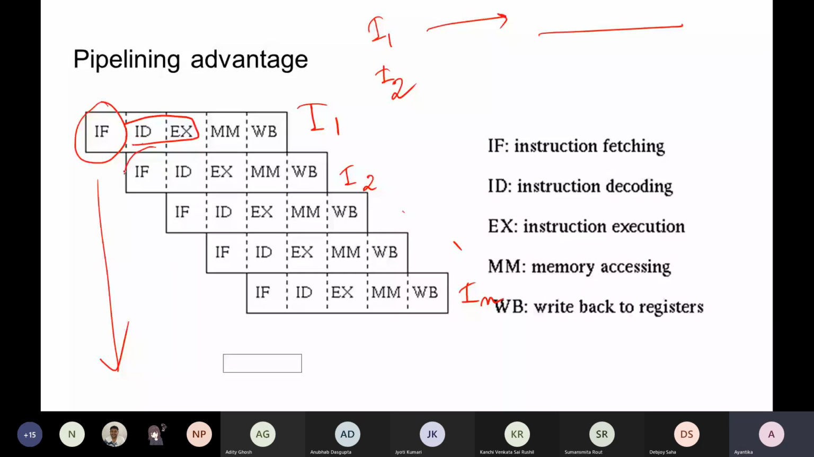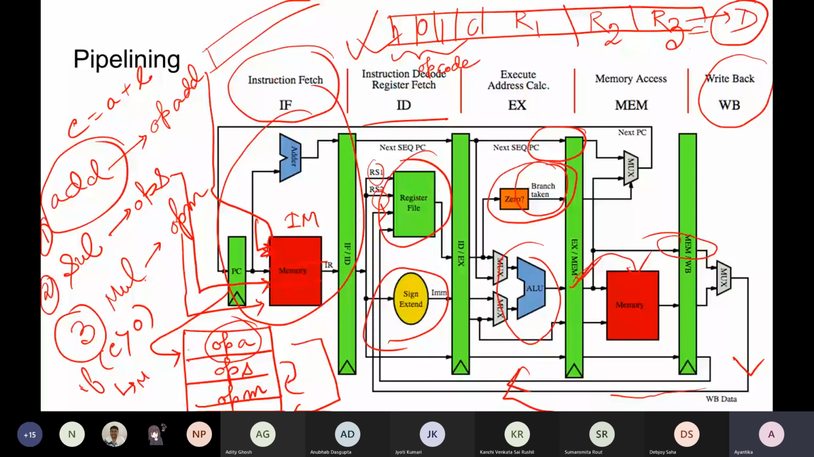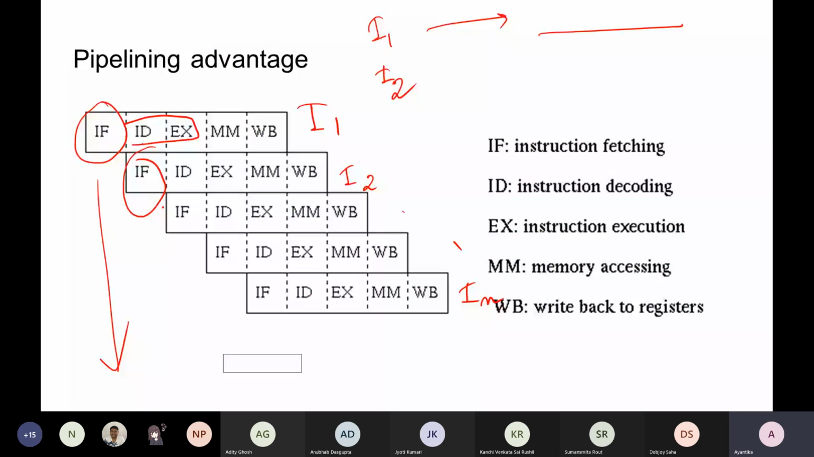Now we are not allowing that. We are arranging the instruction fetch of instruction 2 along with the instruction decode of instruction 1, so that they can be executed in parallel. Similarly, as we proceed, we can set up this parallelism for execution of instruction 1, instruction decode of instruction 2, and instruction fetch for instruction 3, and so on. So this is the basic concept of pipeline, and you can clearly see the advantage.